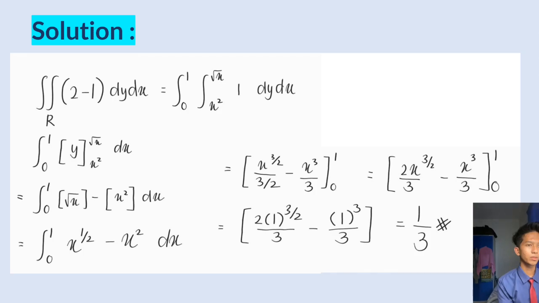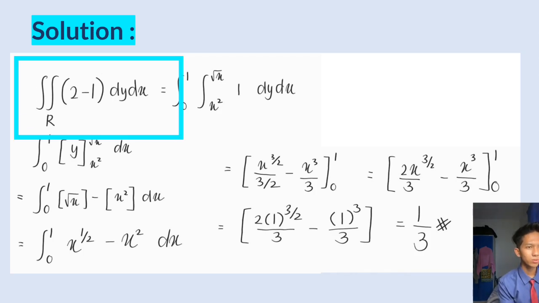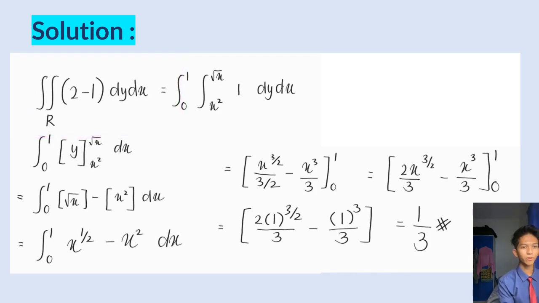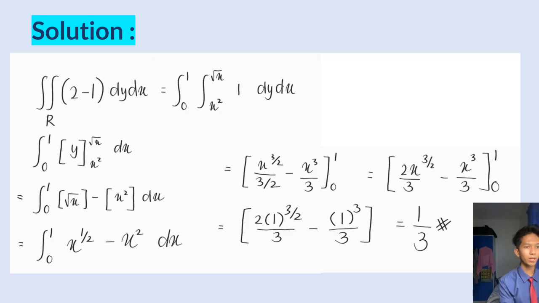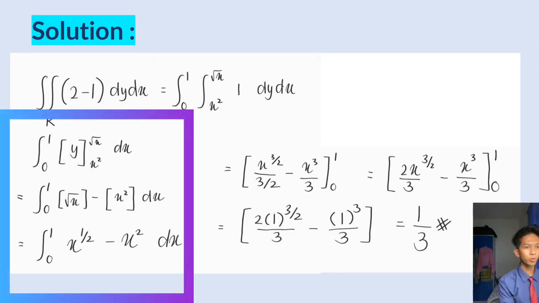After that, we just replace it, which is integrating 2 minus 1 dy dx. We got limits for dx from 0 to 1 and limits for dy from x² to √x, and we integrate y. After that, we need to put in y limits 0 to 1. We replace y with √x minus x² dx, and we got x^(1/2) minus x² dx.